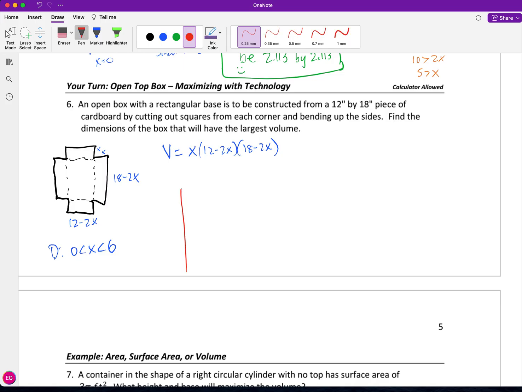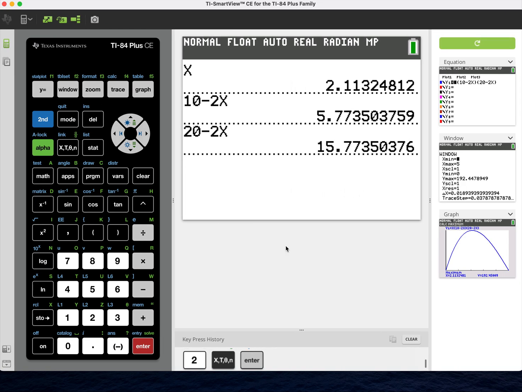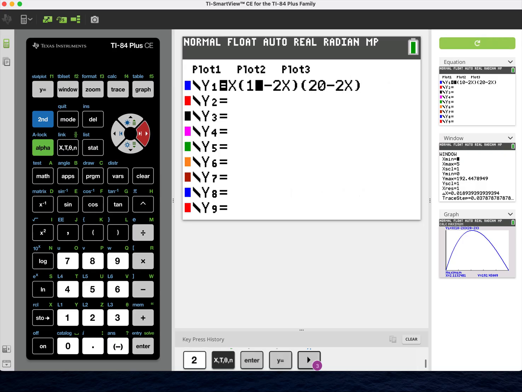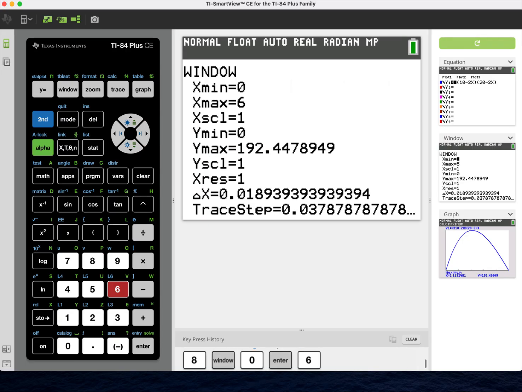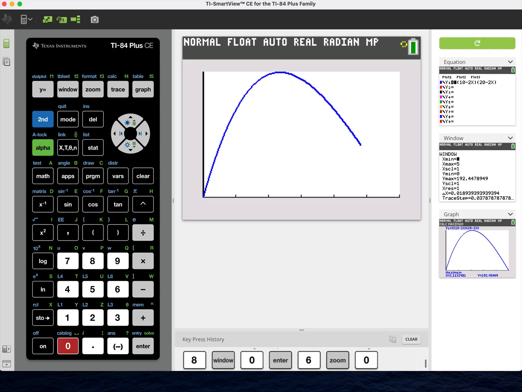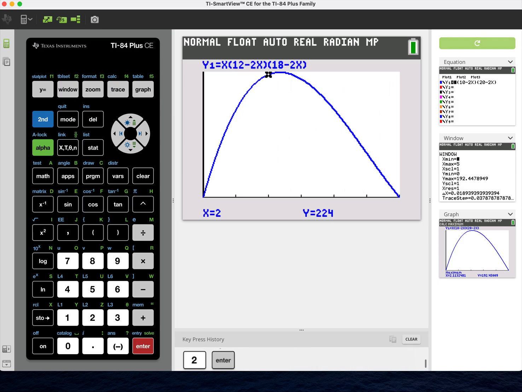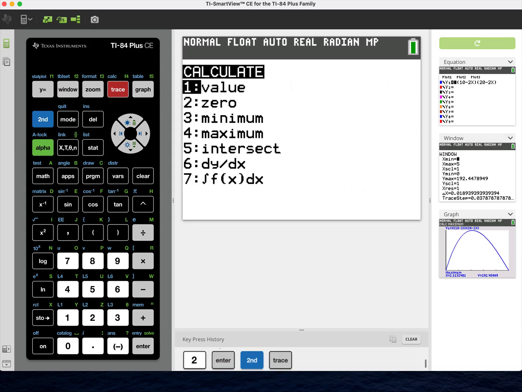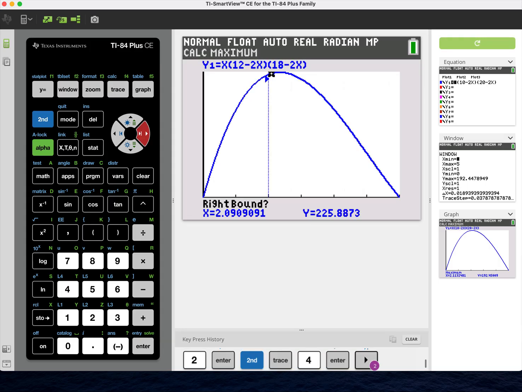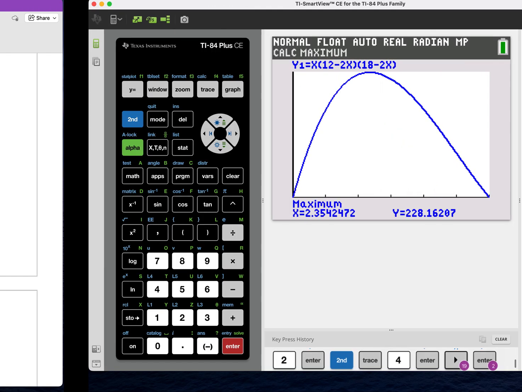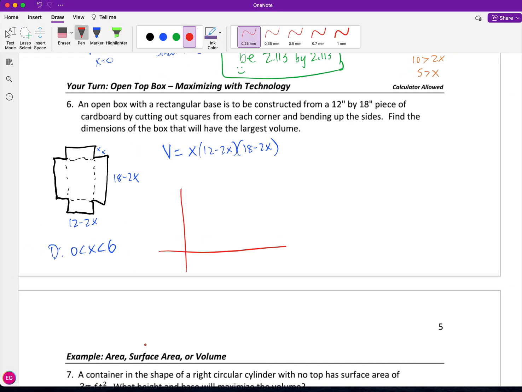And we're going to graph this thing in the calculator. So I think I can just modify this. We're going to make that a 12, and we're going to make this an 18. I'm going to go from 0 to 6 and do zoom 0. There's my lovely window. This is what I need to try to find a max of. So I'm going to hit second calc maximum. I appear to be on the left side of it already. I'm going to just move myself to the right side. A little enter, enter, and I get 2.354 and then 228.162.